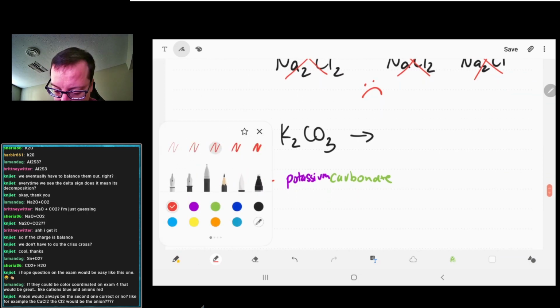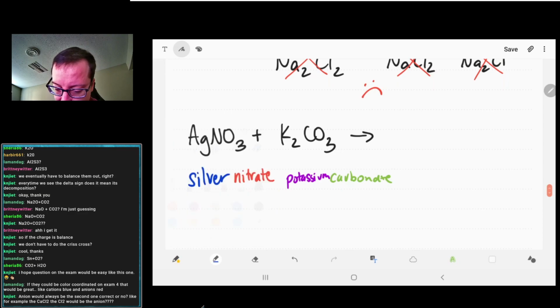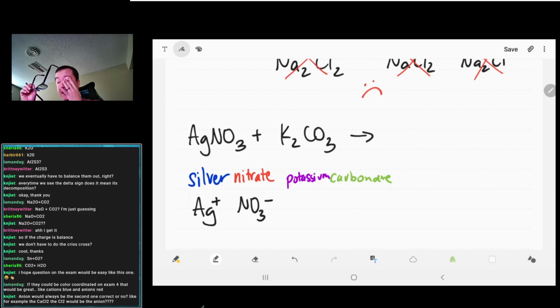So if you're looking at these, if you're trying to predict the products, what may be beneficial would be to separate the ionic compounds into their ions. So for example, silver nitrate is made of the silver ion and the nitrate ion. Potassium carbonate is made of the potassium ion and the carbonate ion.